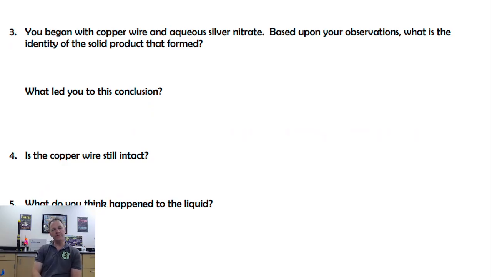All right, you began with copper wire and aqueous silver nitrate. What do you think that stuff was? Those little crystals that formed in the beaker. What do you think that was? You started out with copper and silver nitrate dissolved in water. What do you think those silver crystals were?